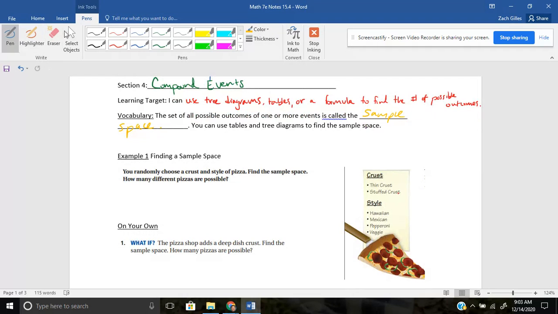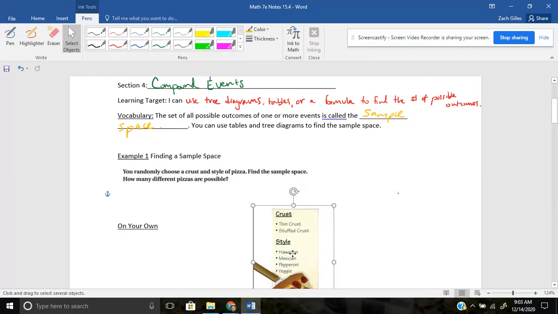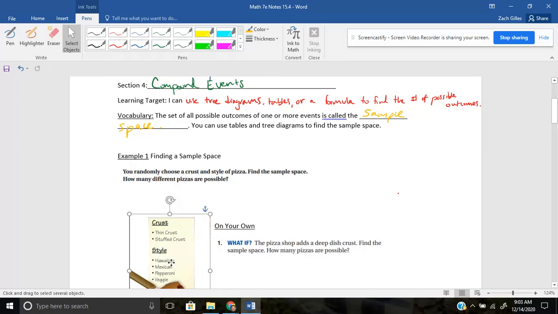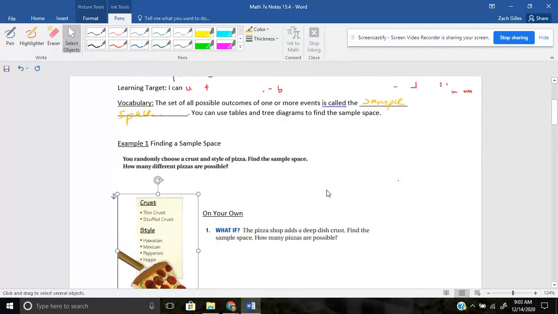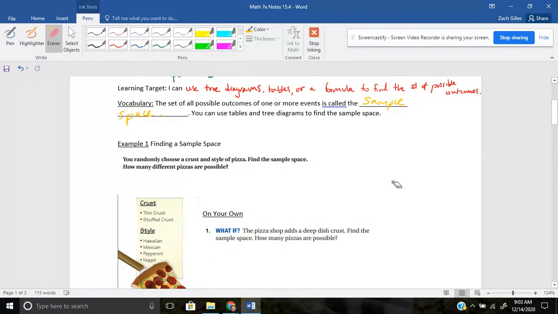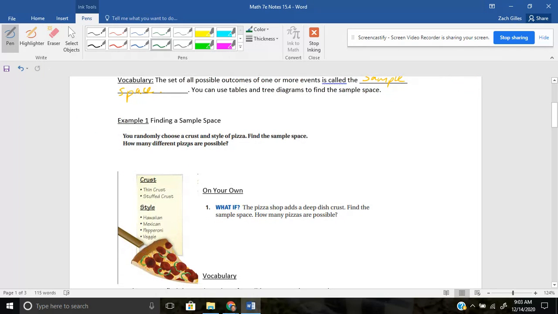All right, let's look at one here. I'm gonna move this just temporarily to give myself a little bit more room, and then I'll move it back. For example one, finding a sample space, you randomly choose a crust and style of pizza. So you can do thin crust or you can do stuffed. And then you have these different styles to choose from, Hawaiian, Mexican, pepperoni, or veggie. It wants us to find the sample space and how many different pizzas are possible.